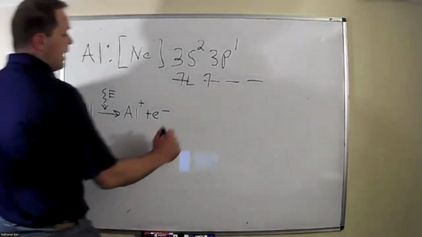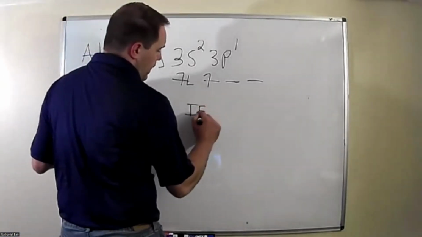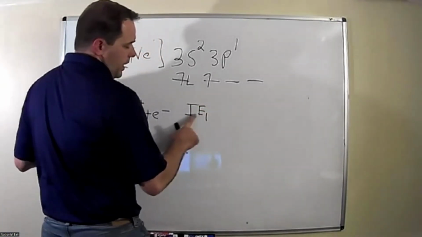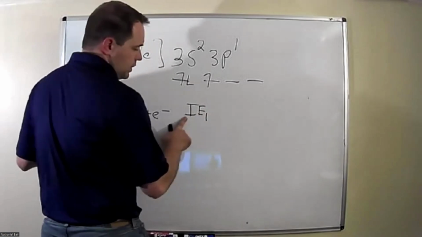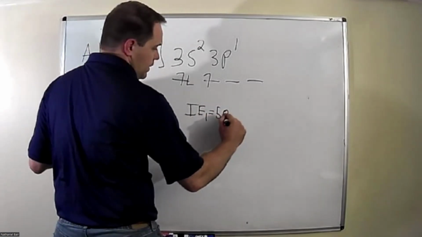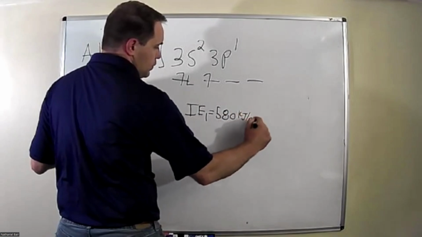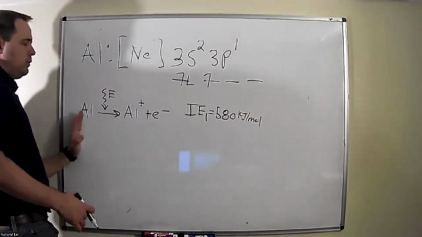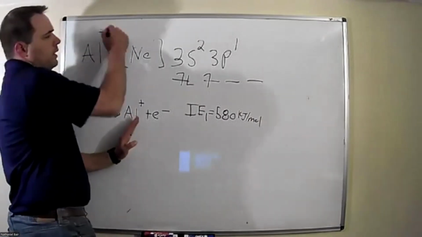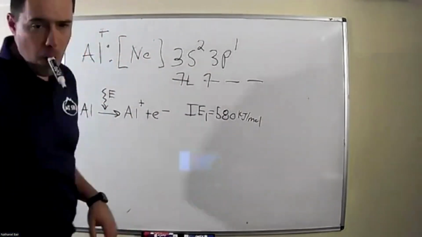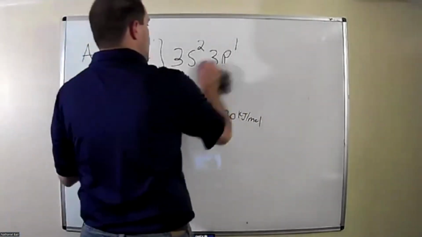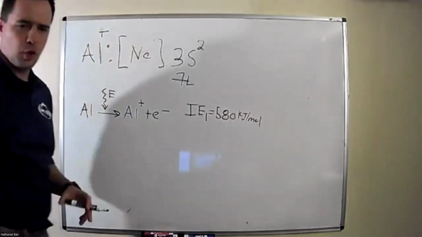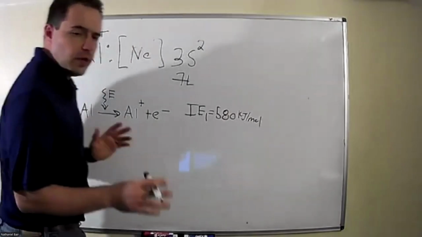This is called ionization energy 1, IE1. And it's the amount of energy needed to remove the first electron. So that's 580 kilojoules per mole. So what did we just do here? Well, if I take aluminum and I turn it into aluminum plus 1, I just removed that guy.